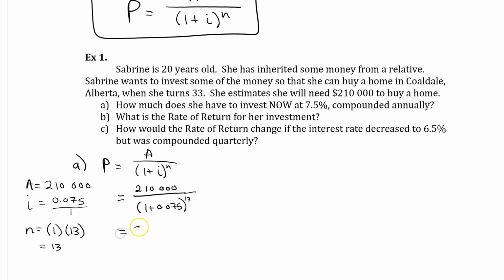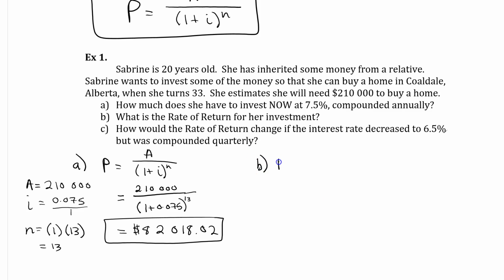When we plunk this into our calculator here, we're going to get $82,018.02. I'm going to put a box around it because that's my final answer for A. So that means if she would invest $82,018.02 right now for 13 years at a 6.5% compounded annual interest rate, we would get $210,000. Great. That's really great. So let's figure out what her rate of return is.